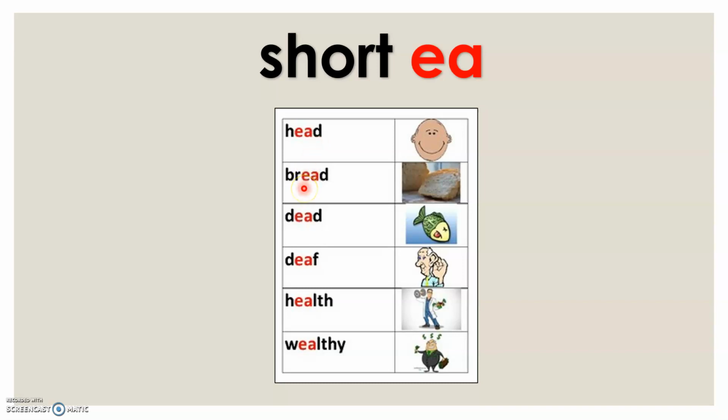Head. Bread. Dead, deaf, health, wealthy. So some of the words have a short E sound. How should we know these words? You need to memorize these words. You need to know that the more you practice, the more you're going to master reading these words, no matter what rules you are following. So the thing that you need to do is to practice reading. And please just try to practice reading as many words as you can so you can improve your reading skills.